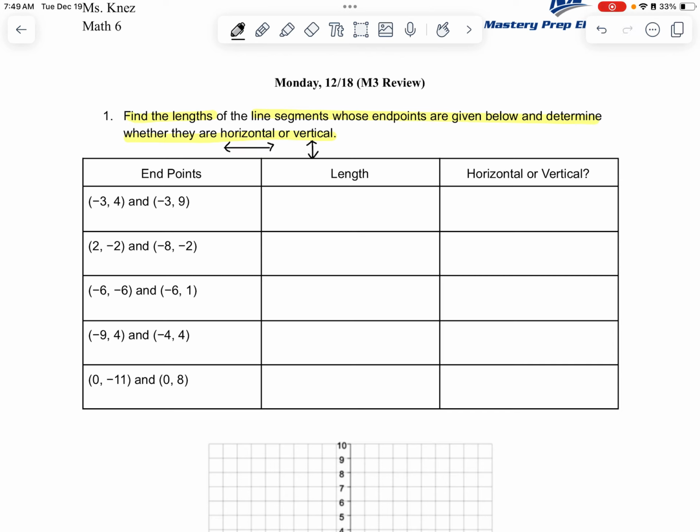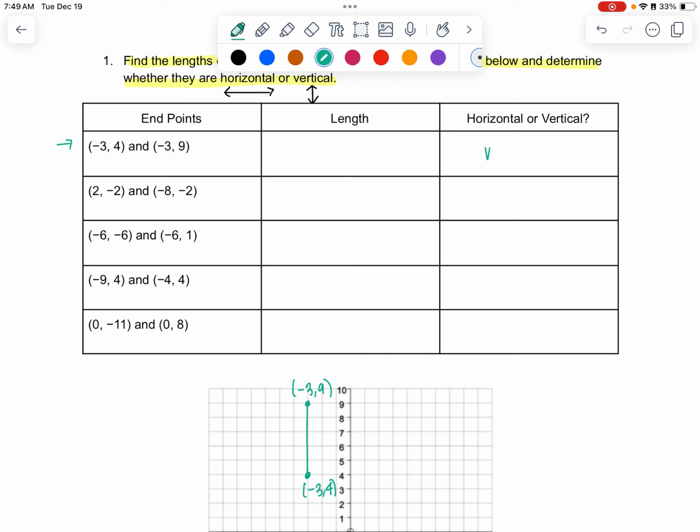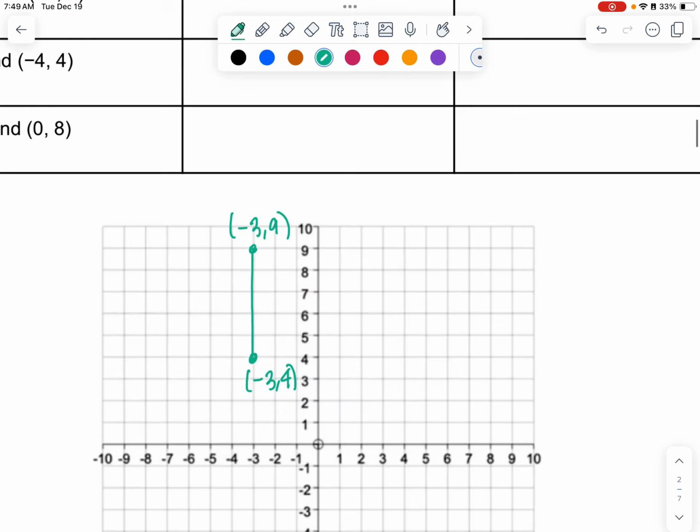We can start by plotting any 2 points. We'll do the first box. I'm going to plot -3, 4, always have my coordinate point labeled, and -3, 9 here on the grid. I can see that these 2 points form a vertical line because when I connect the dots, my line moves up and down.